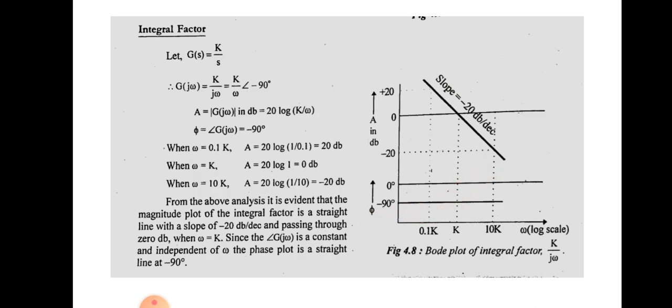So we got the magnitude and phase plot for the integral factor, that is k by s. If a term like k by s comes in your question, you should draw the magnitude plot like this, and its slope will be minus 20 dB. When you are drawing the magnitude plot, you should write the slope value above the graph, that is minus 20 dB per decade.